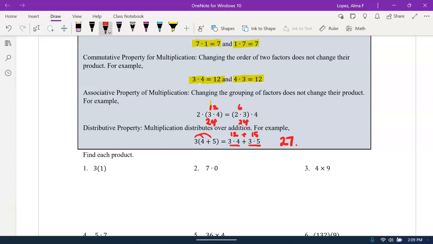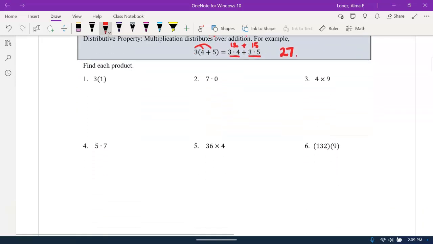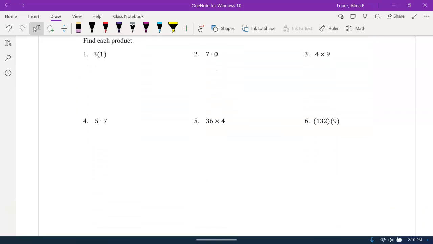Now, that's not what this lesson is about. That's actually coming up later when we get to order of operations. In this lesson, all we're concerned with is multiplying and dividing whole numbers. So let's start with multiplication.